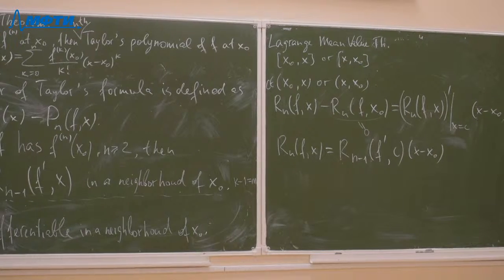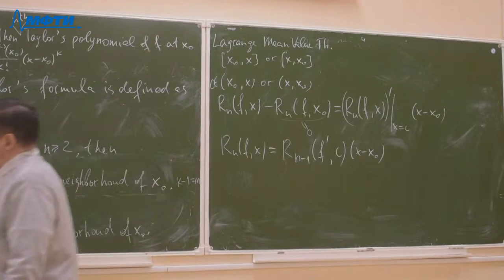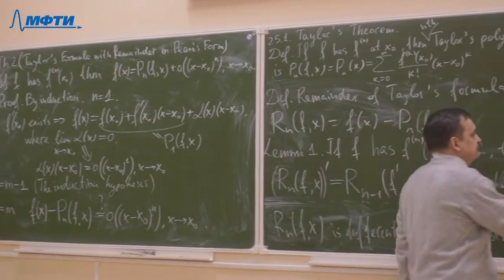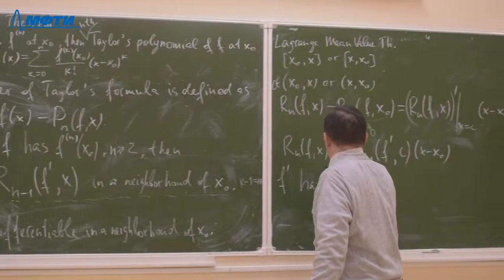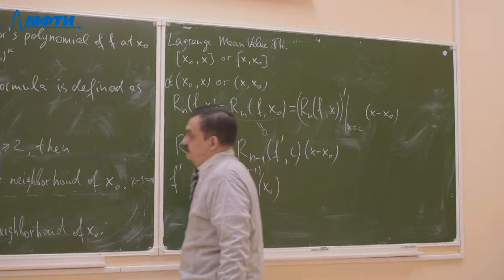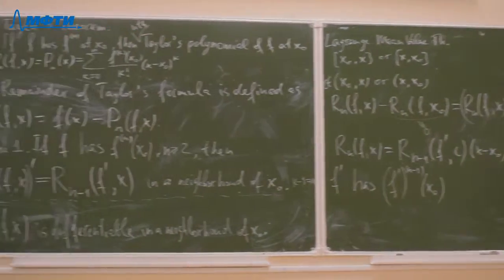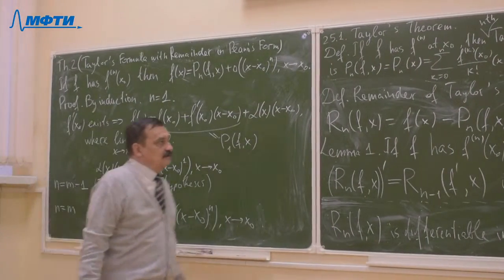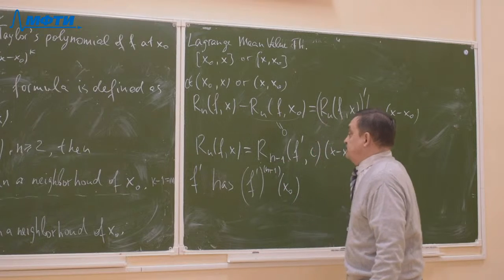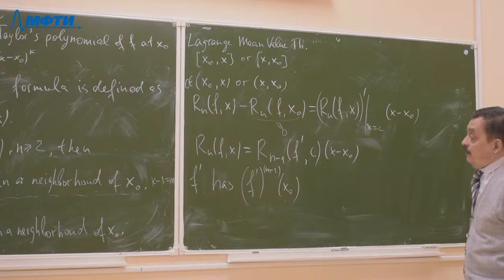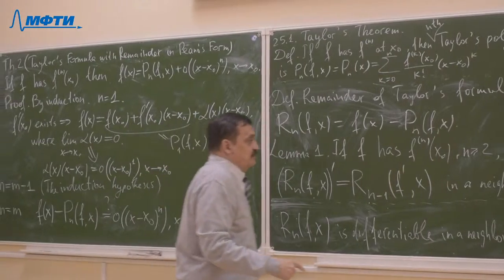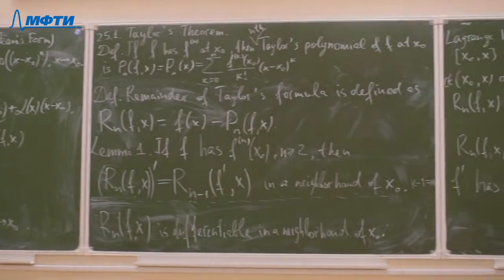Now consider the derivative f prime. By the supposition about f, f prime has the derivative of order n minus 1 at x naught. And you see, if n equals m, then here we have just m minus 1. It means that we can apply the induction hypothesis for the function f prime.